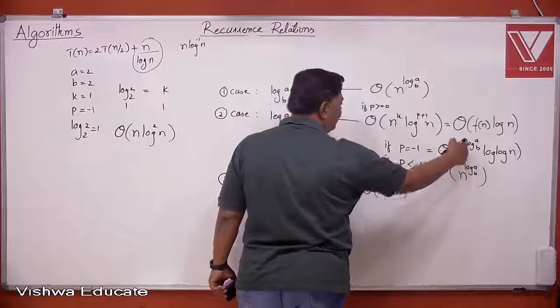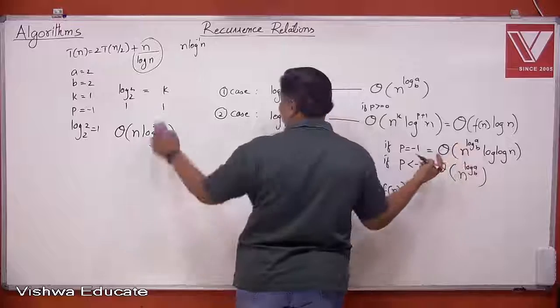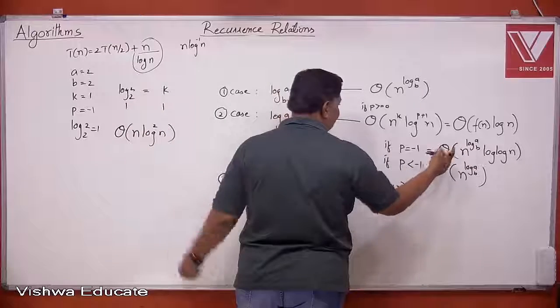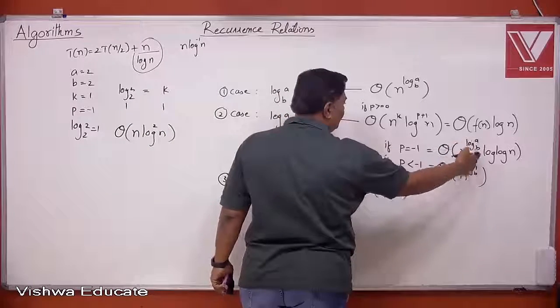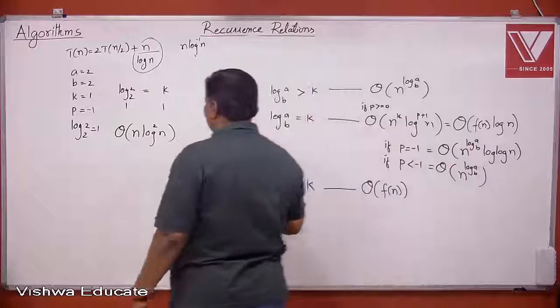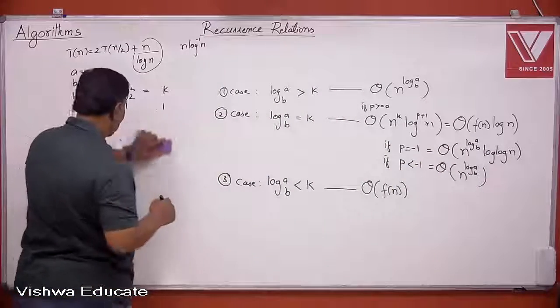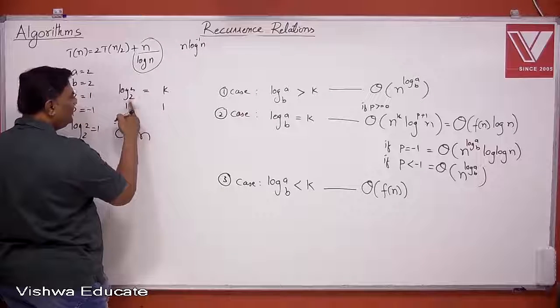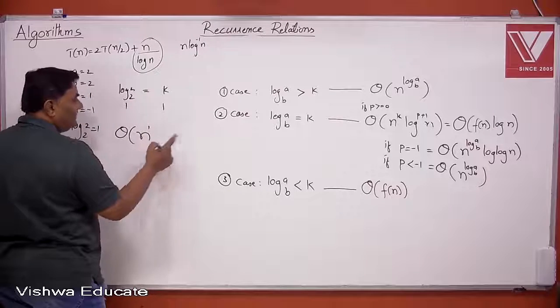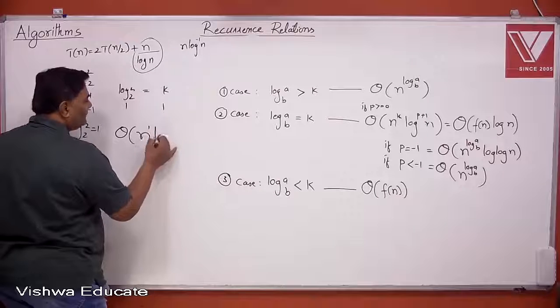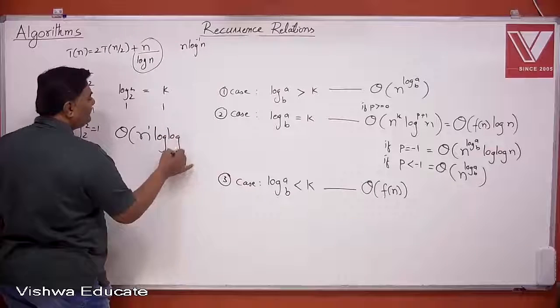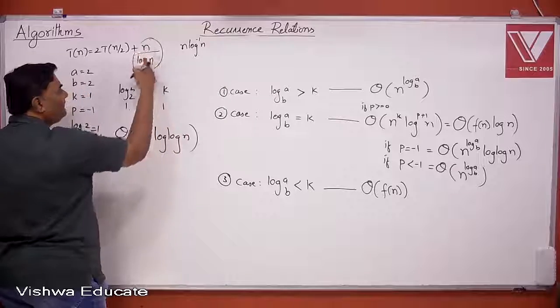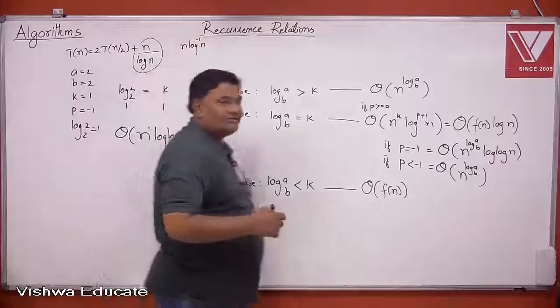Log a base b, or k also you can take. K and log a base b are the same only, right? So I wrote log a base b and log of log n. So what is that? Theta of n power 1, then into log of log n. If log n is in denominator, then you get log of log n.